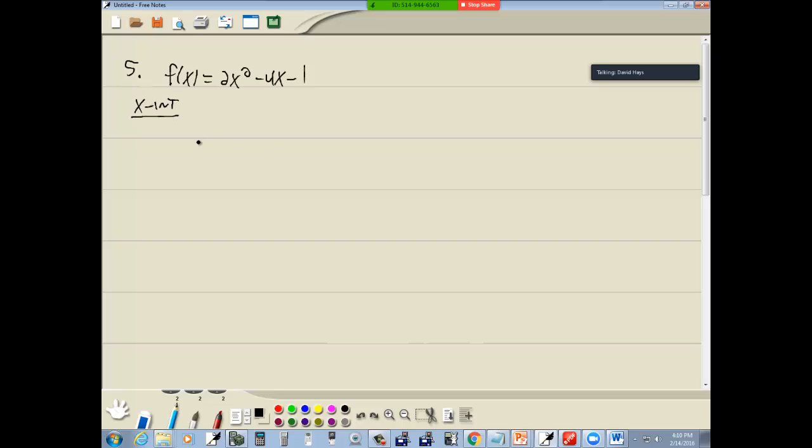Now how you find the x-intercept, you always plug 0 for the other variable. So to find the x-intercept, we plug 0 in for y. And remember, y is the same as f of x. So we have 0 is equal to 2x squared minus 4x minus 1. And we solve it. It won't factor, so we'll use the quadratic formula. So a is 2, whatever number's in front of your x squared. b is whatever number's in front of your x, which is negative 4. And c is your number at the end, which is negative 1.